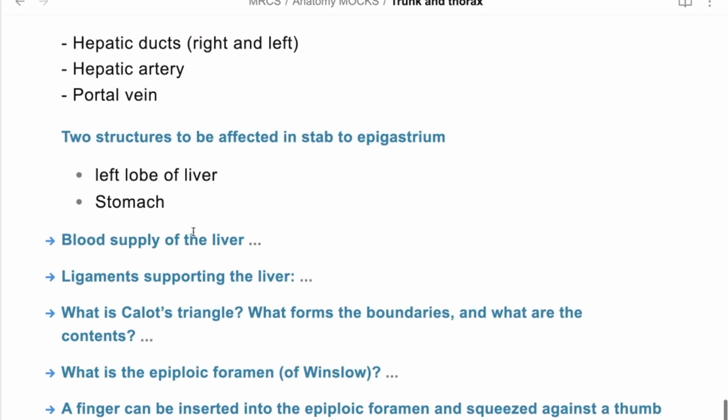Okay. Blood supply of the liver. Just enumerate them. Yeah, we said arterial will be from the hepatic artery, and the venous will be the portal vein. Okay.